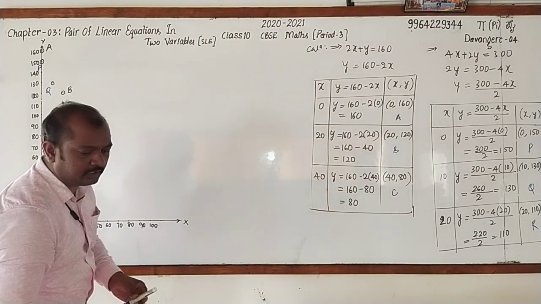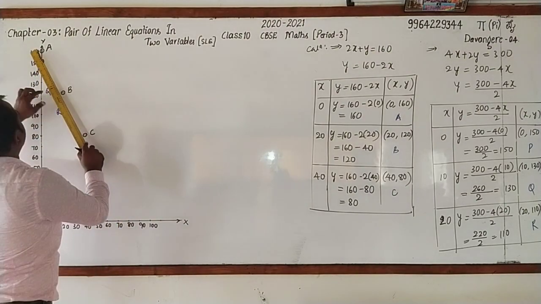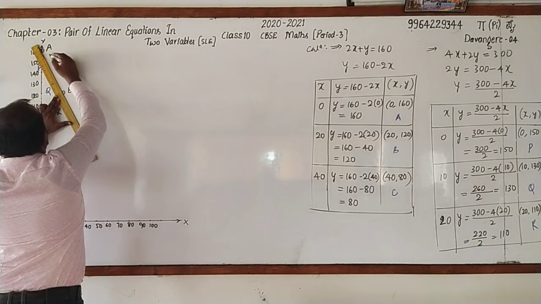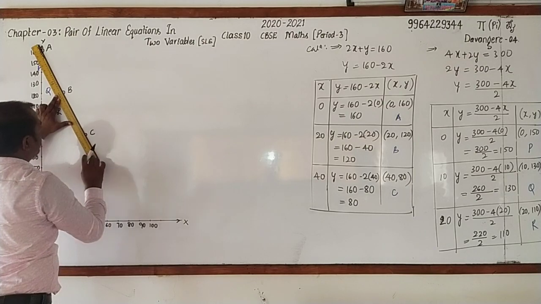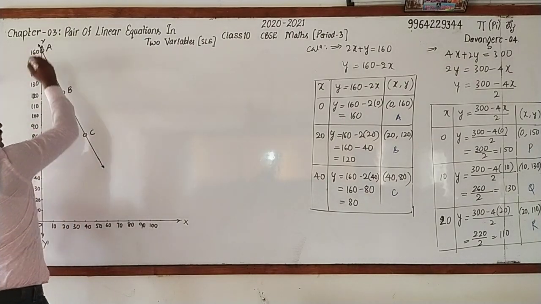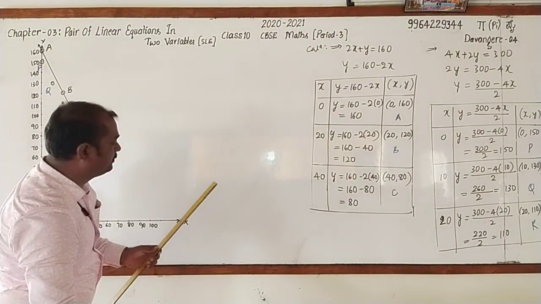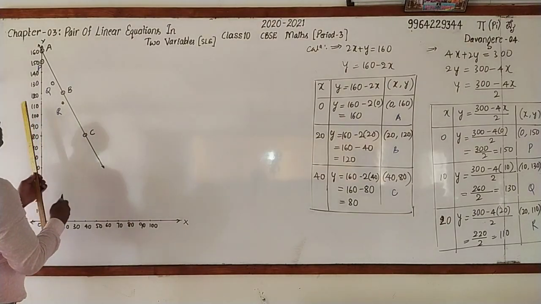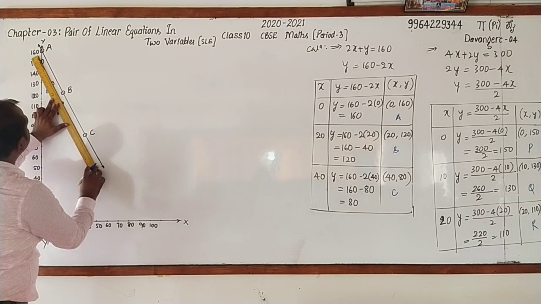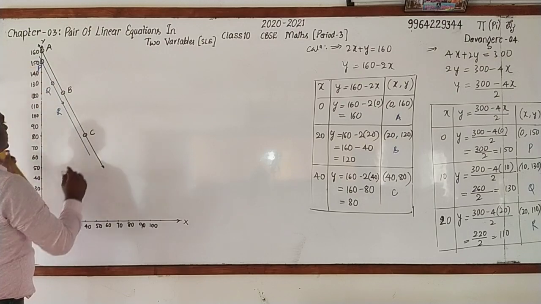Let us go for joining these points. First one, A, B, C. Observe this carefully. A, B and here is C. This is A, B, C. Next, the second line is P, Q, R. Let us join P, Q and R. Observe. P, Q, then R. Let us join them. Yes.